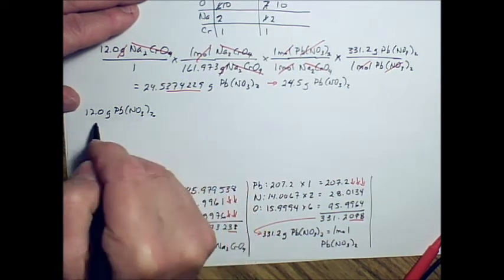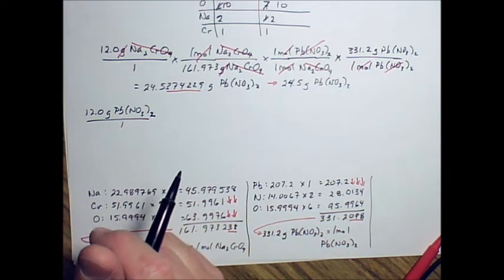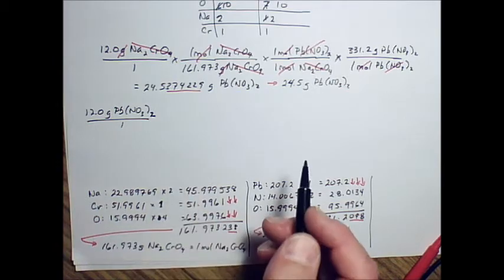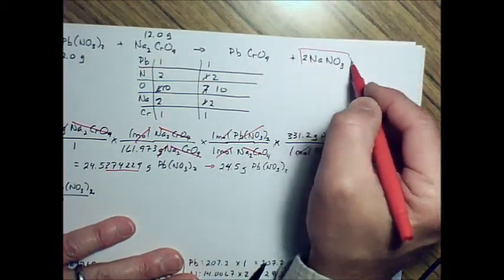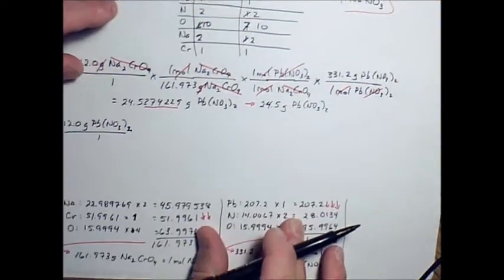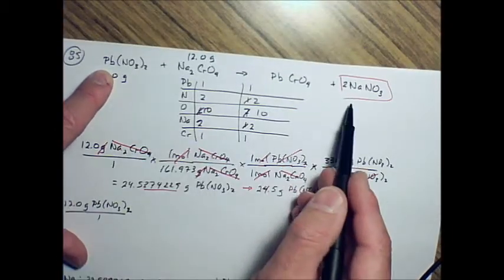Alright, now the problem is asking how much of the sodium nitrate. Well, that's this stuff right here. Here's the sodium nitrate. How much of that am I going to make? Okay? So now I'm going to go from this species to that species.